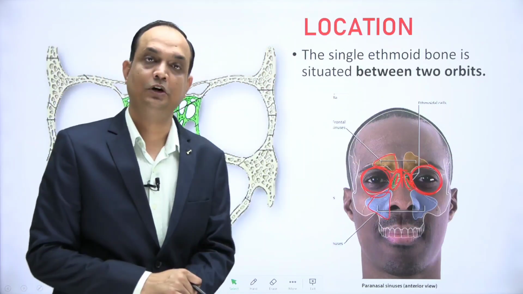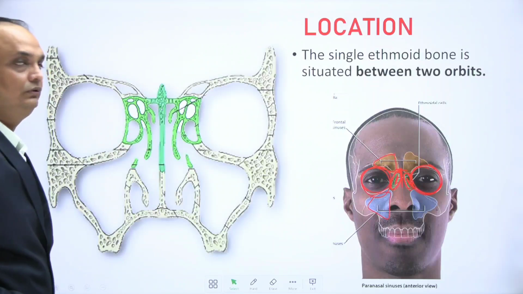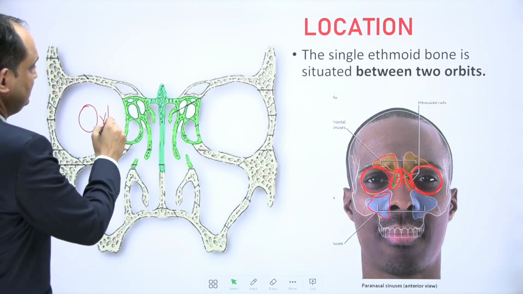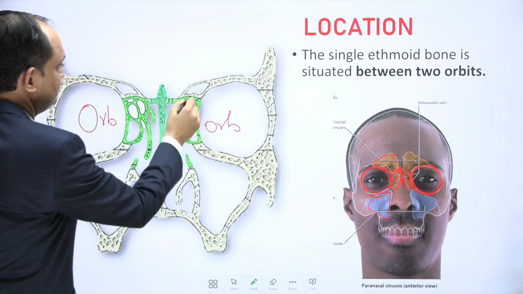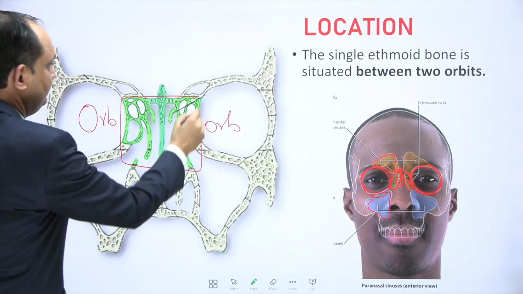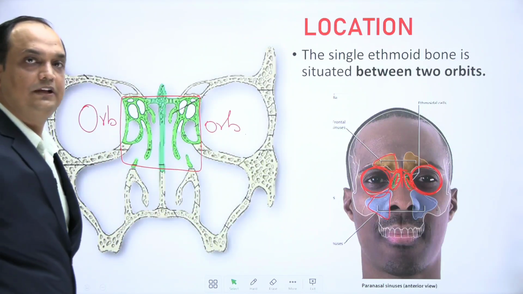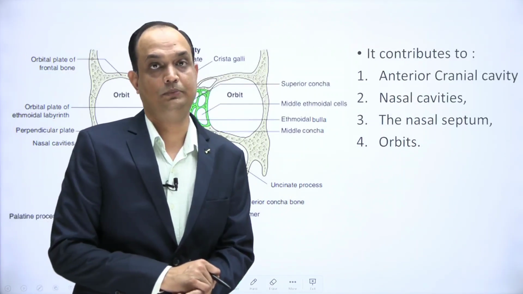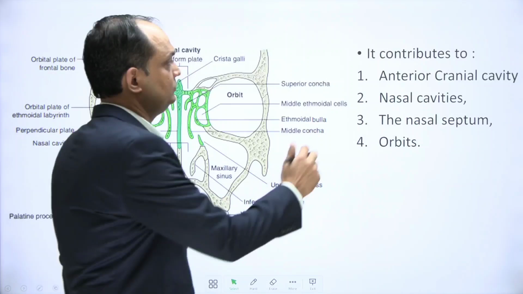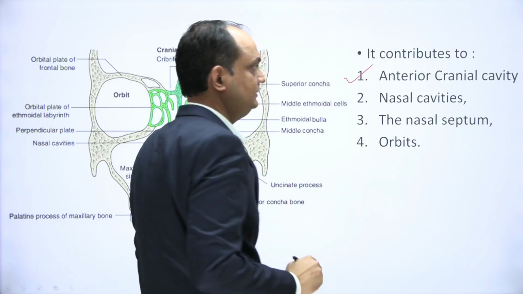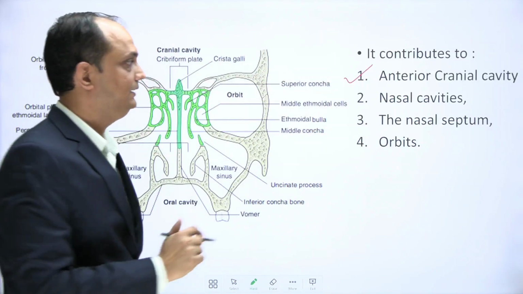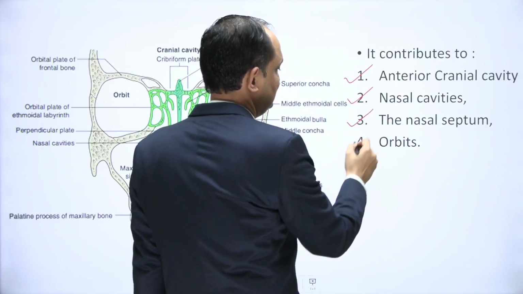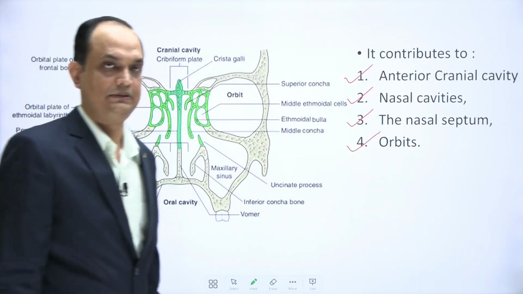In this diagram, a coronal section, you can see the two orbits, and in between the orbits you will find the unpaired placement of the ethmoid bone. Now where does it contribute? This bone contributes to the floor of the anterior cranial cavity in the midline. It helps in the formation of the nasal cavities, nasal septum and orbits.